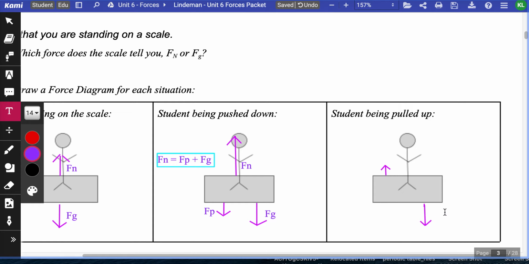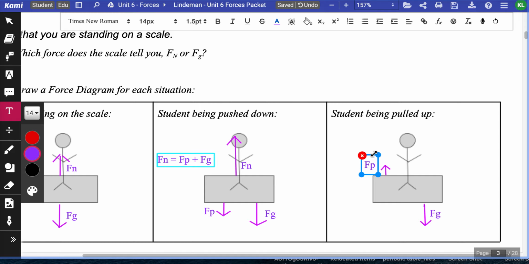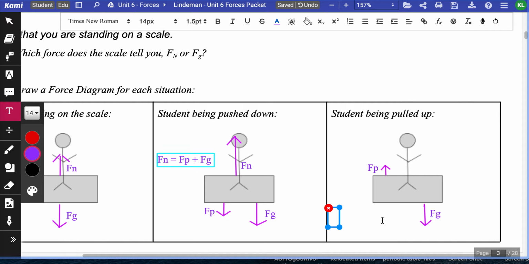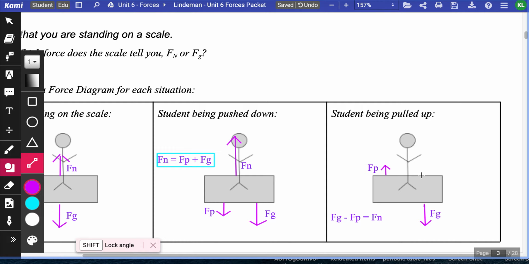So as I'm filling this out, I want us to think about what that means for the FN. Because remember, the top and the bottom forces have to balance out. So it's going to end up meaning that FG minus FP is equal to FN. Okay, because if you add up the top forces, they should equal the bottom force, just like over here in this middle example. When we added up the bottom forces, they're equal to this upward force. Like both of those together are equal to the FG. Again, it's just an approximation.